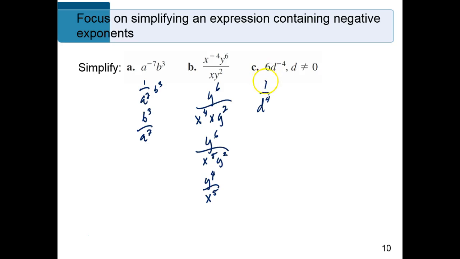It stays in the numerator. So we either say times 6 or just 6 over d to the fourth. It stays upstairs. It wasn't part of the negative 4. So it stays upstairs. The d goes downstairs.